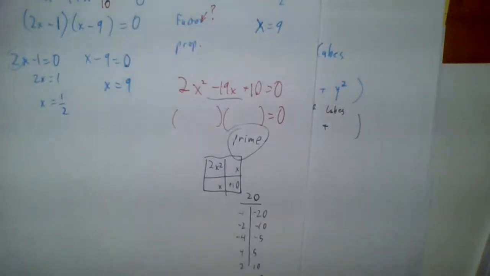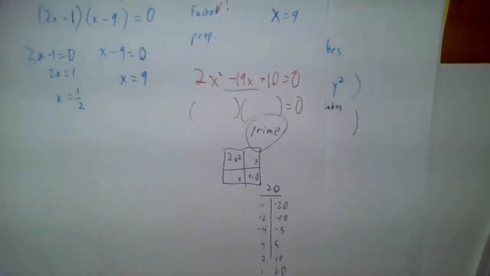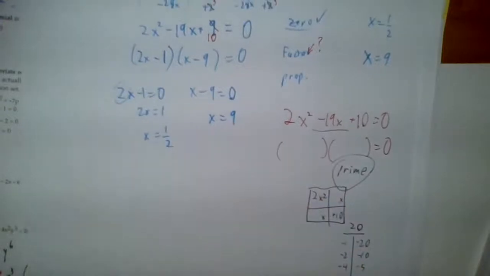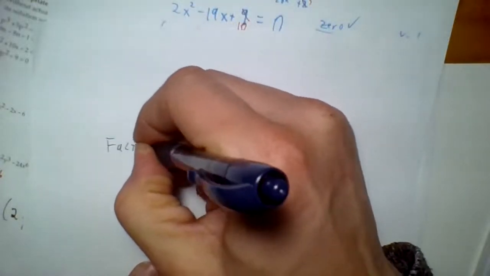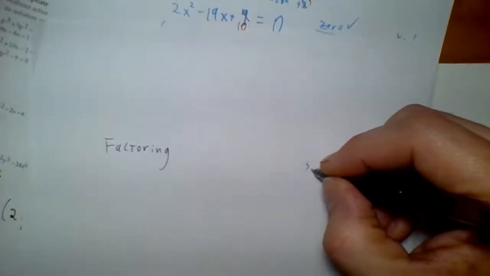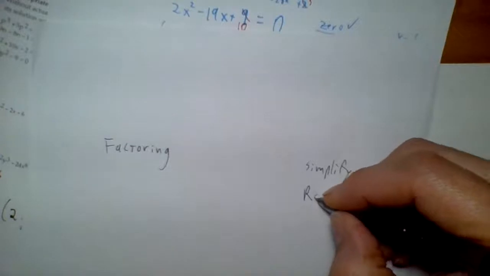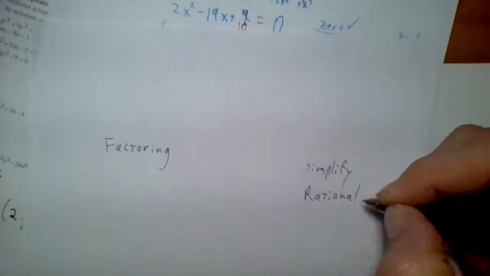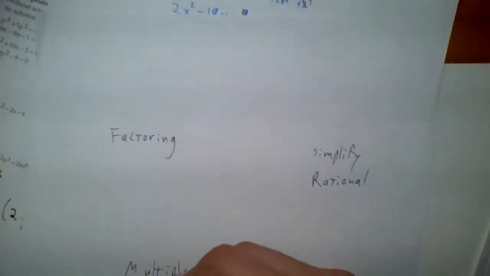So this exam that we're looking at, categories of problems we're going to look at here. We've got regular factoring. I'm going to try to just brainstorm the different types of problems that we're looking at. Simplify rational expressions. Multiply and divide rational expressions.